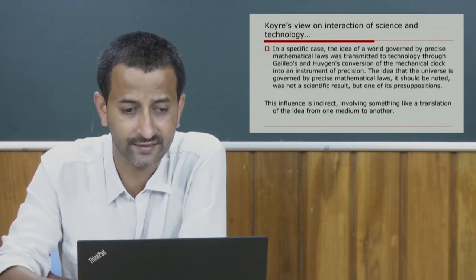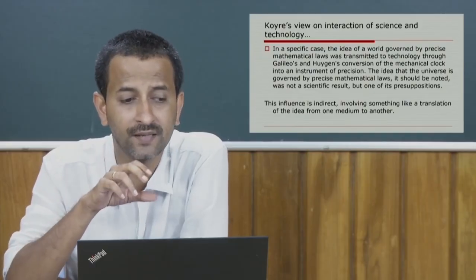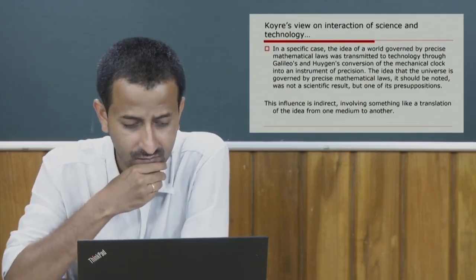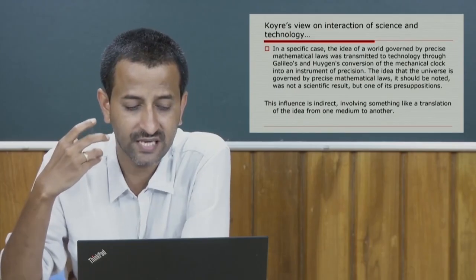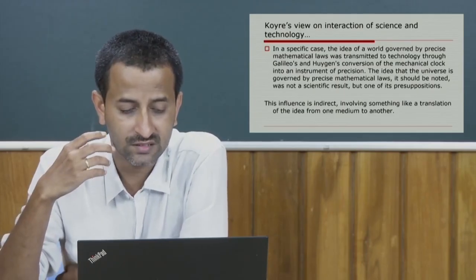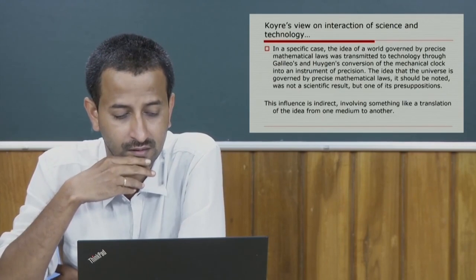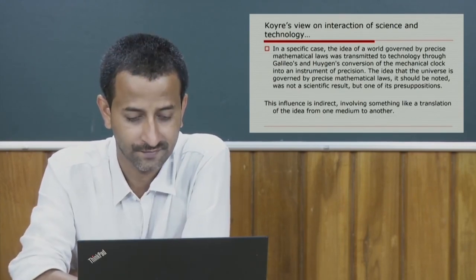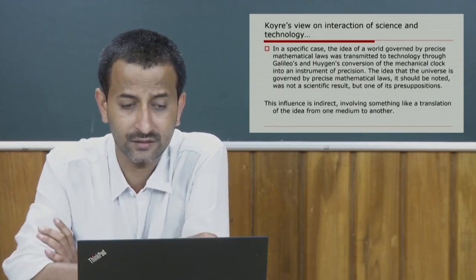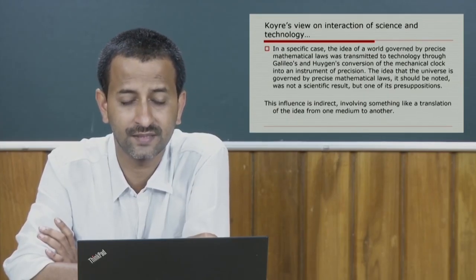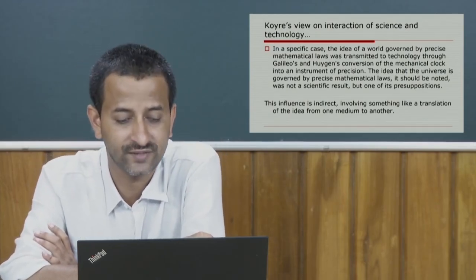In a specific case, the idea of a world governed by precise mathematical laws was transmitted to technology through Galileo's and Huygens' conversion of the mechanical clock into an instrument of precision. The idea that the universe is governed by precise mathematical laws, it should be noted, was not a scientific result, but one of its presuppositions.